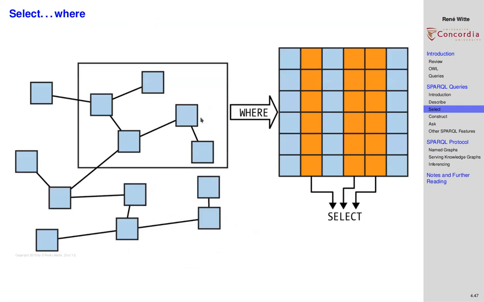So essentially what we do, looking at it graphically, we have our graph here. Then using the triple pattern, we are matching a part of the graph. These are the triples that we get here. And then using select, we pick out some of these variables that we are interested in for our answer.